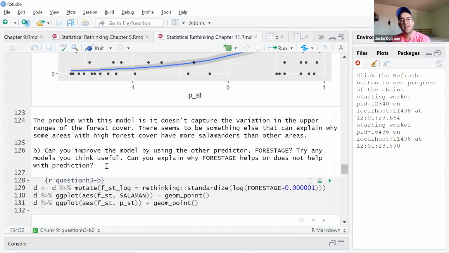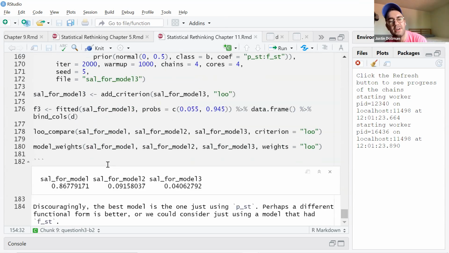Wait, what is the LOO criterion? Is that R squared? No, it's the information criterion. I think it's leave one out. That's like the PSIS from the book. I could use WAIC if I wanted to, however we pronounce it, but I just chose that one.